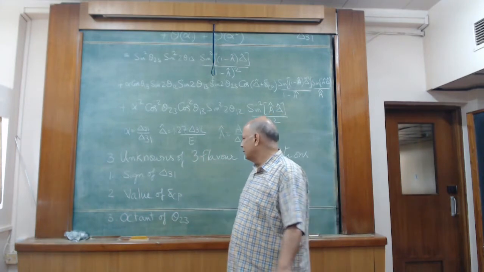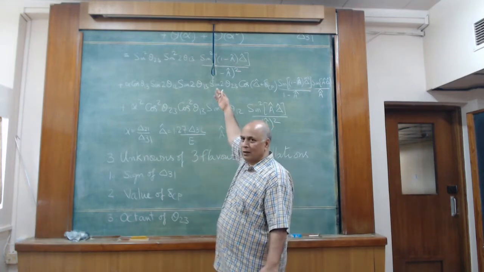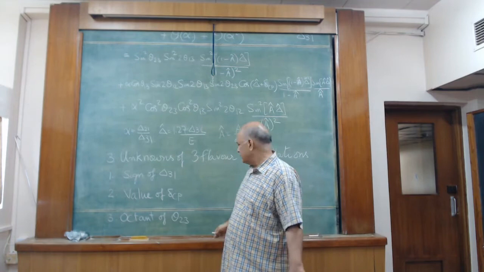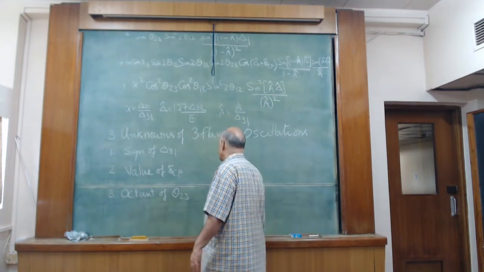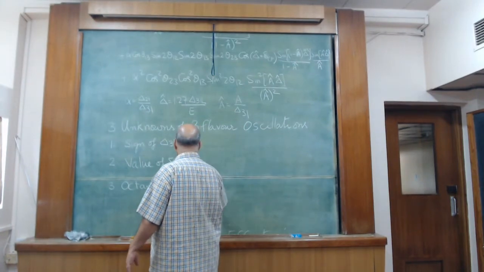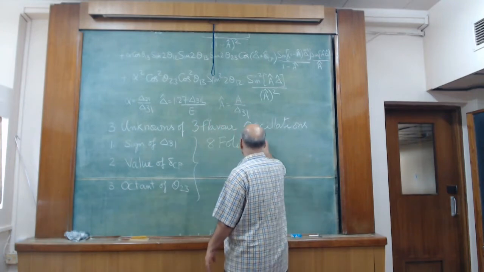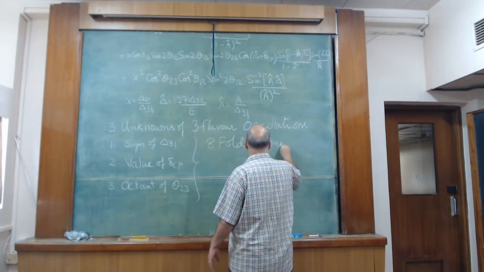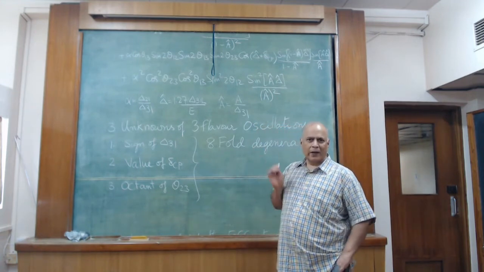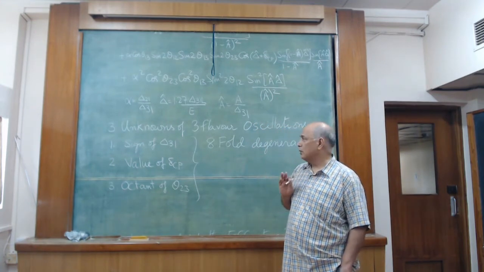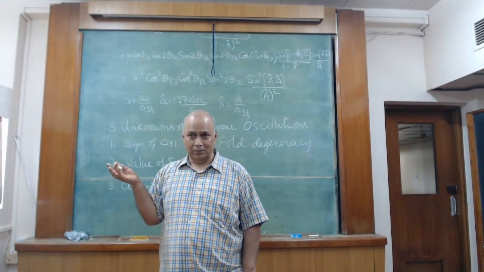And in fact, this was a point soon after the derivation of that formula. This was a point of discussion in a lot of papers. There was what is called an eightfold degeneracy. Why eightfold degeneracy? Mind you, theta 1 3 was not known at that time.